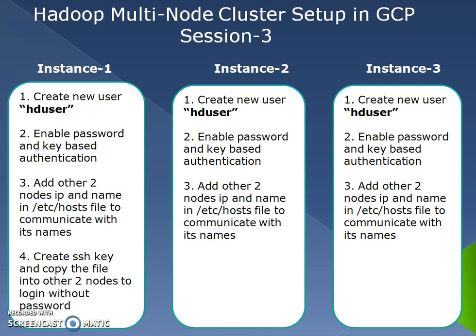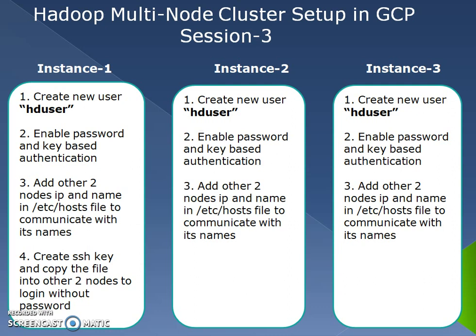The second step is enabling password based authentication. By default, we cannot connect one instance with another instance using a password. We are enabling this in all the instances to copy the key from instance 1 to the others. In the third step, we will configure the IP address and name of each instance in the hosts file. This is to communicate with the other instances by using name instead of IP address. We will see this in detail during the hands-on session.